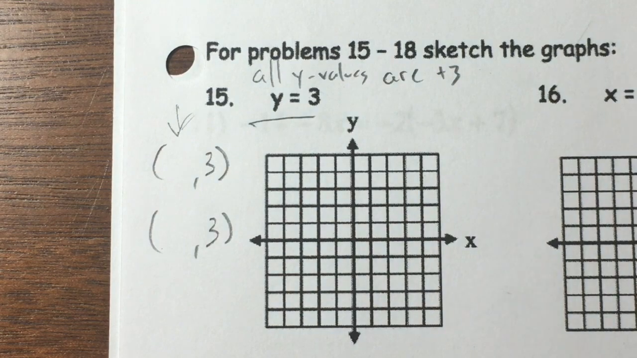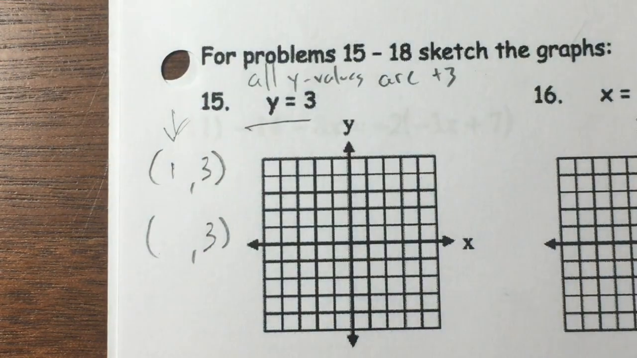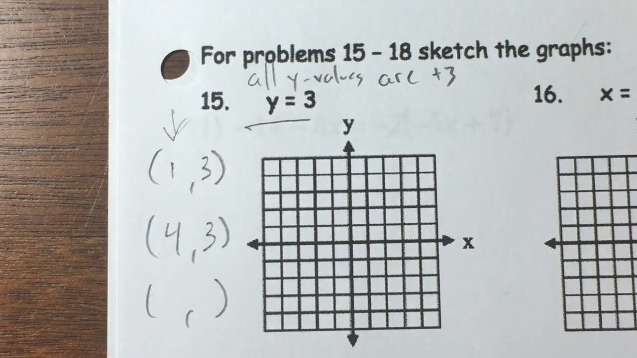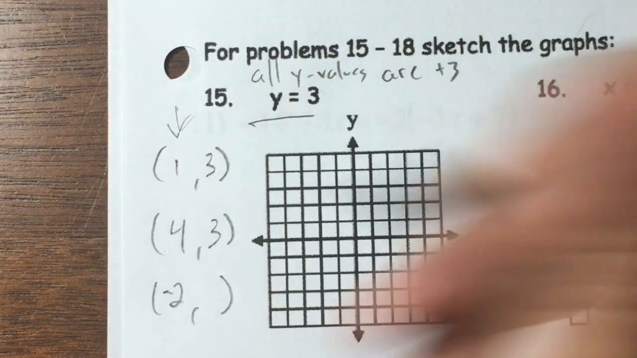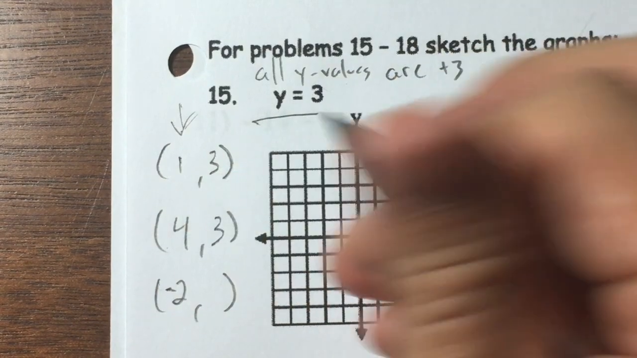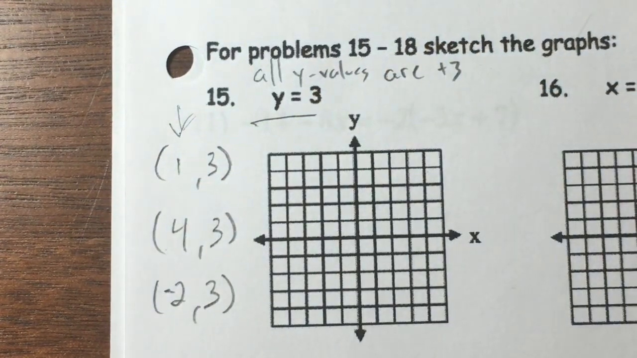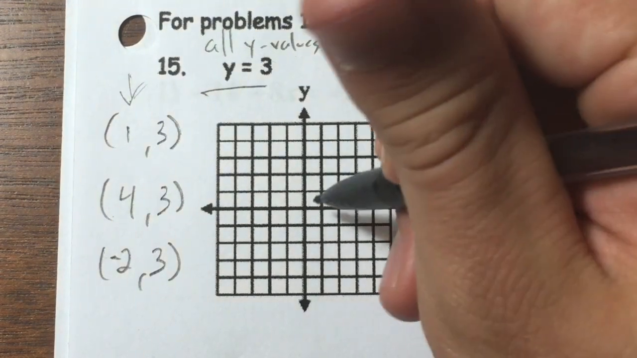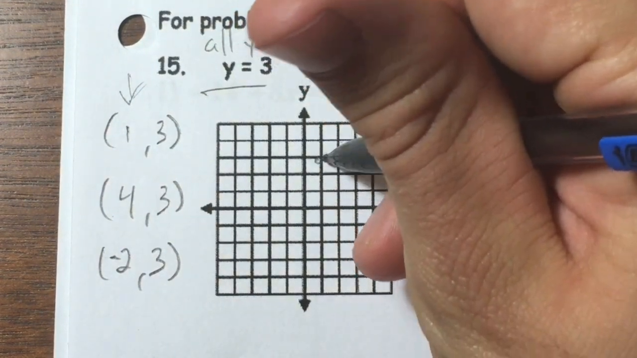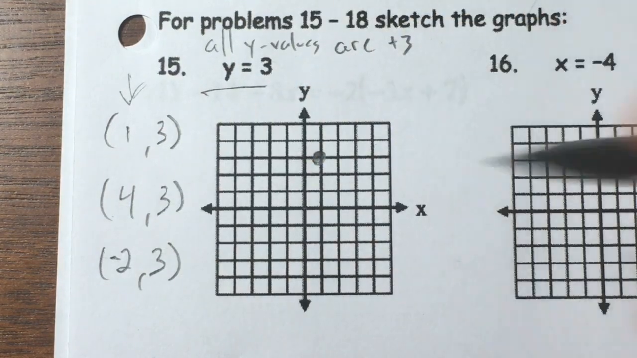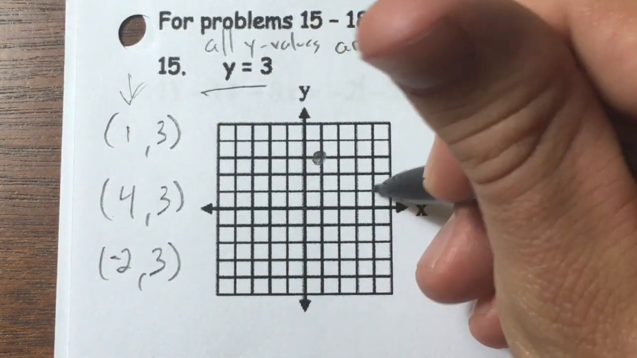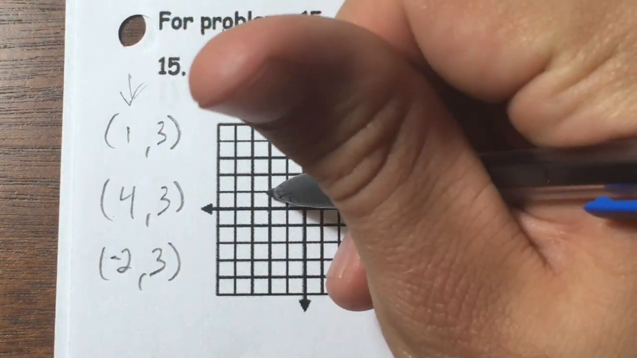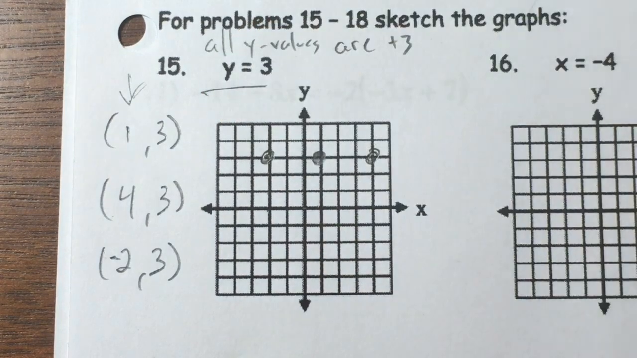So let's say we pick the x value 1, the x value 4. We can even do one more. We can get a negative. We can do negative 2 for my x, but most importantly, our y has to be 3. And then let's just plot these points and see what we get. So the first point, (1, 3), would be right there. (4, 3) would be 1, 2, 3, 4, 1, 2, 3, right there. (-2, 3) would be negative 2, positive 1, 2, and 3.